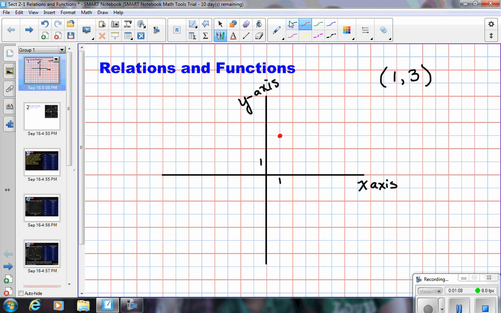Suppose we have the point (-2, 5). Now in the x direction, I'm going to go -2, and in the y direction +5, and I would plot the point (-2, 5). So hopefully you are all familiar with plotting ordered pairs.